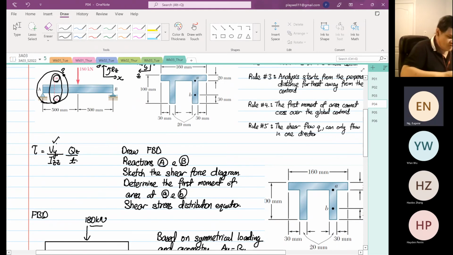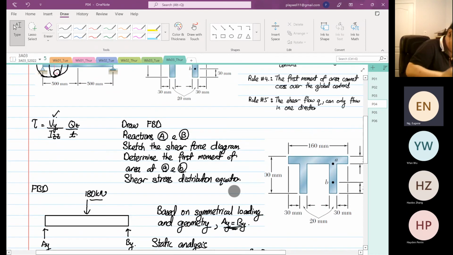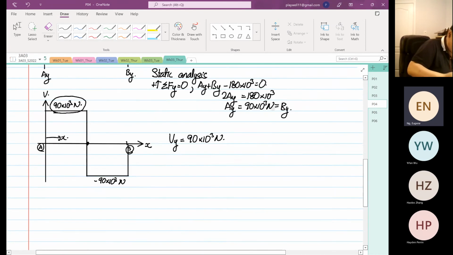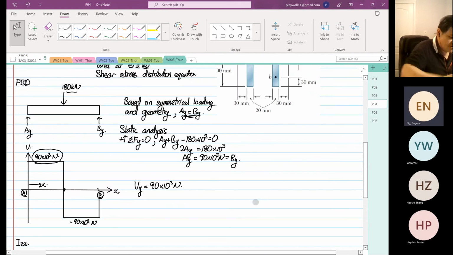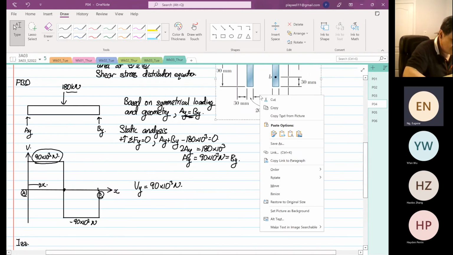So the next thing we're going to do is determine Izz. Now we don't know Izz, so I'm going to determine it. I remember showing you guys a method that I've developed, and I'm going to show you how quickly this can be determined. So I'm going to have this diagram.